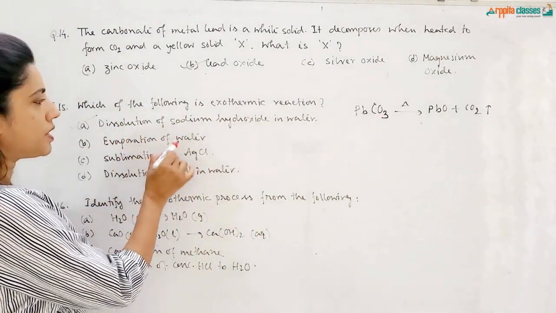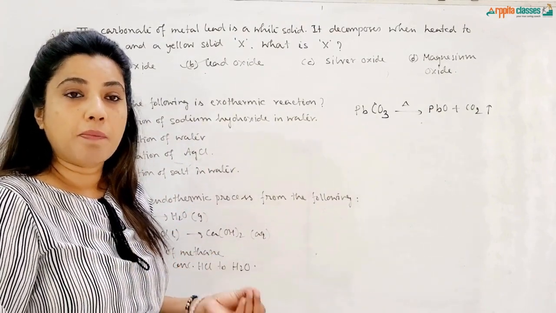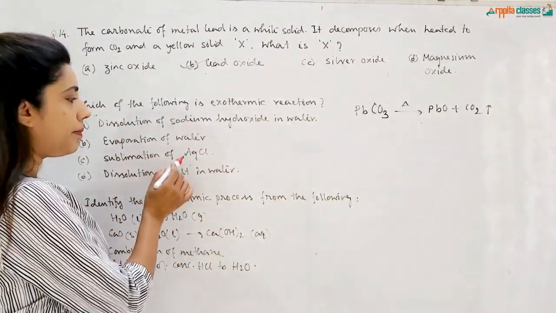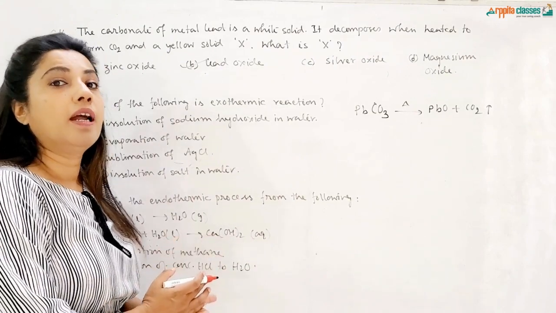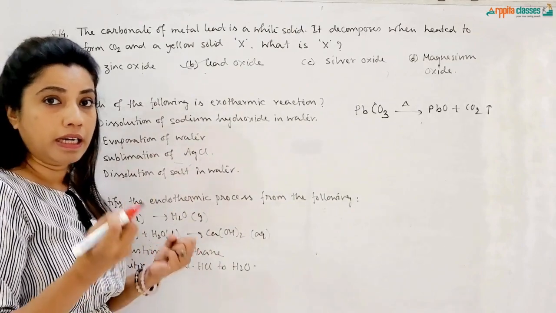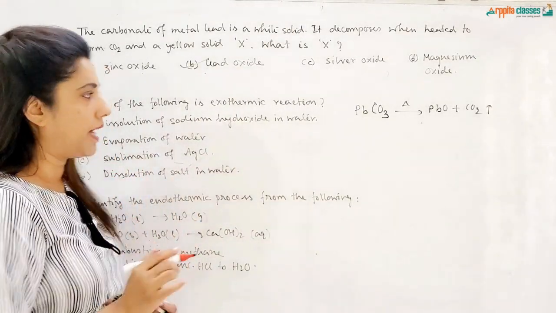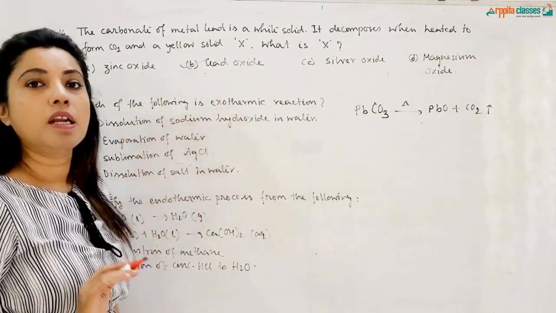Okay. Second option is evaporation of water. No, because evaporation causes cooling. That means evaporation needs heat. It is an endothermic reaction. Sublimation of HCl definitely needs heat because sublimation is a process where solid directly changes into gas. So even that will need heat. And dissolution of salt in water is also not an exothermic reaction. So the right answer is option A, dissolution of sodium hydroxide in water.